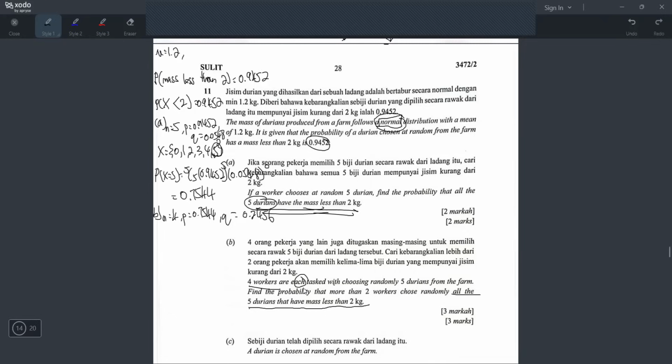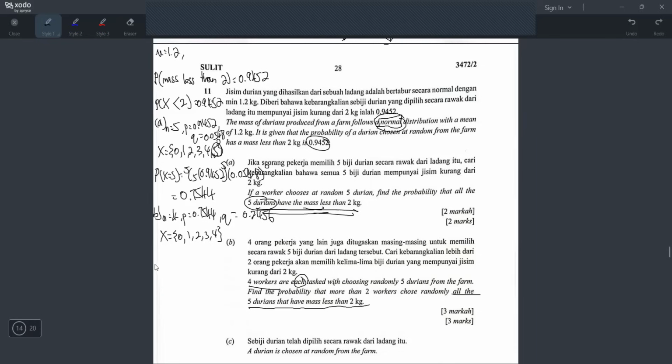Your N is 4. Okay, and then maybe 0 workers succeed. It means not even one worker gets 5 durian with mass less than 2 kg, or maybe 1 or 2 or 3 or 4, right? 4 means 4 workers, all 4 successful. All 4 also get 5 durian less than 2 kg, right? That is why the P here you have to use the probability of 5 durian less than 2 kg. That is why here you have to put 0.7.